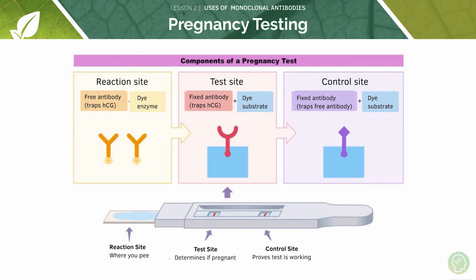So this is just summarising it in a different way. We're going to be getting the urination onto the reaction site where the free antibody in solution traps the HCG, and the free antibody, remember, is attached to a dye enzyme. This is then going to move along the test strip, and the antibody that's bound to the HCG is going to bind to the fixed antibody here, which is located on the test site. So we're going to get binding of our free antibody HCG complex. I'm just showing the HCG as this purple dot there.